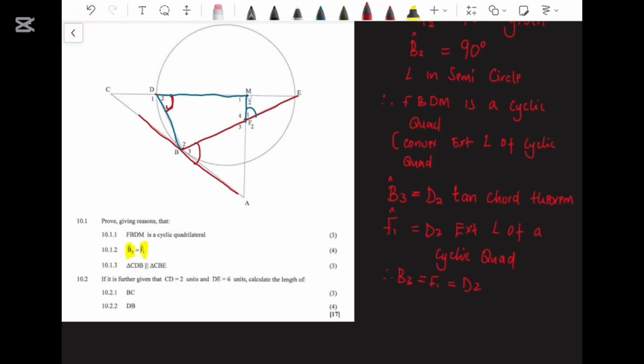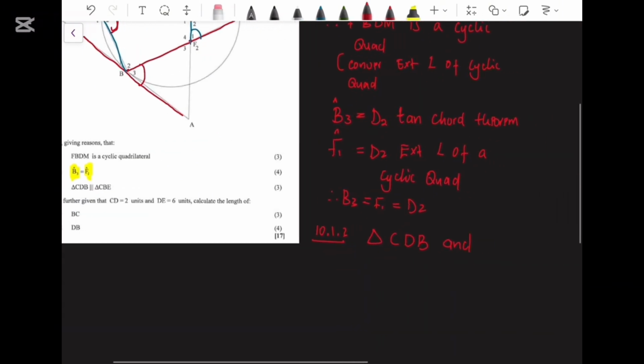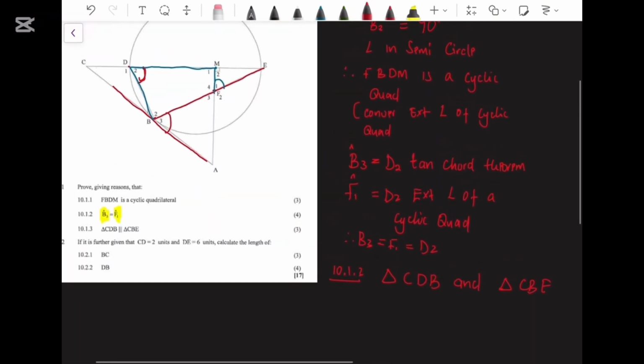Question number 3, 10.1.3. Now we are required to prove that triangle CDB and triangle CBE are similar. So now let's go to the diagram and check the triangles in question.